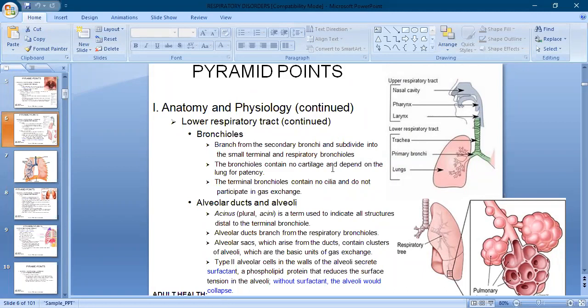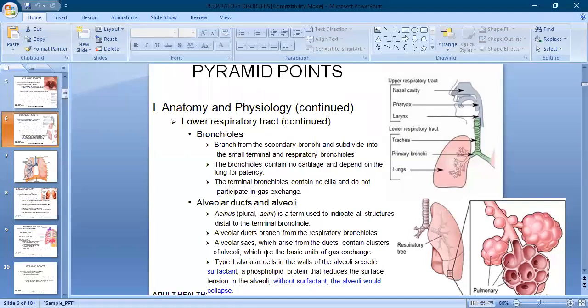So this is the portion, the bronchiole. Again, the bronchi, from the secondary bronchi, subdivided into the small terminal and respiratory bronchioles. The bronchioles contain no cartilage, and terminal bronchioles contain no cilia also. Lung alveolar duct we are talking about here, and it is called alveoli. So alveoli, sometimes this is a gland called acinus gland, right? Contained inside the alveoli. Alveolar duct branches from respiratory bronchiole.